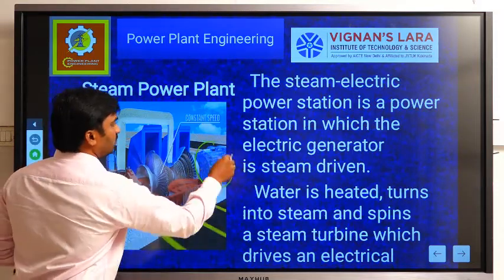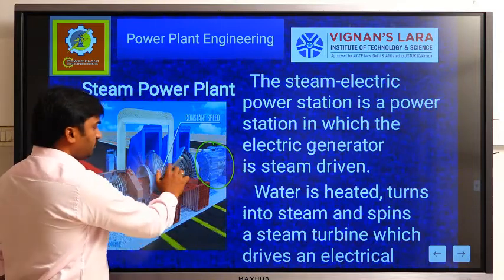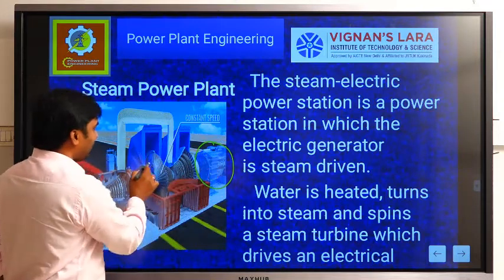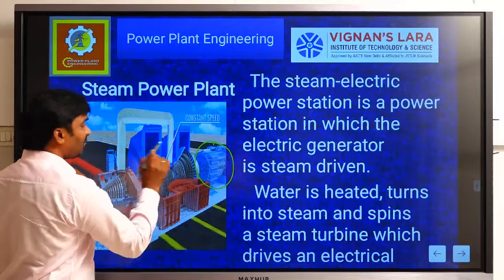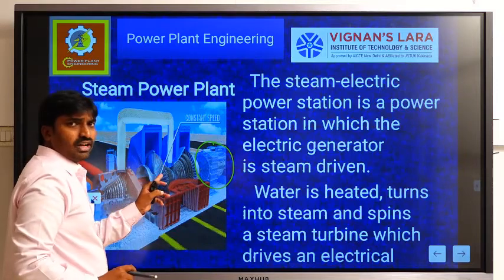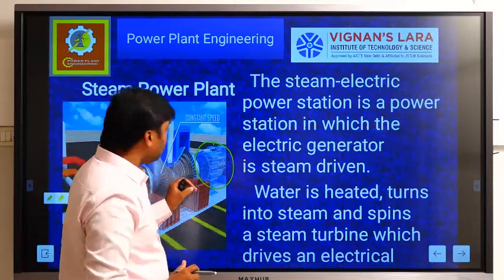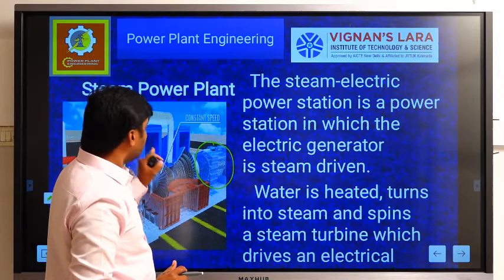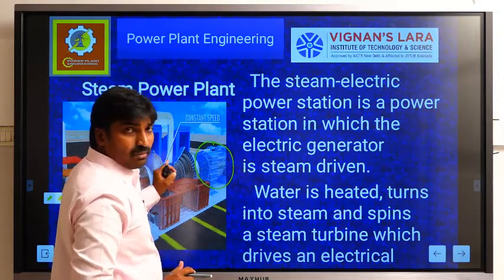So this is the alternator. It converts mechanical energy to electrical energy, and this is the turbine. So what is the function of a turbine? The function of a turbine is that it converts kinetic energy into mechanical energy.